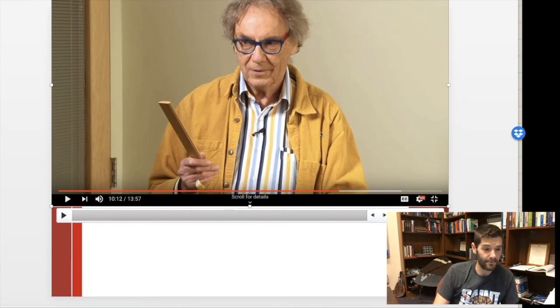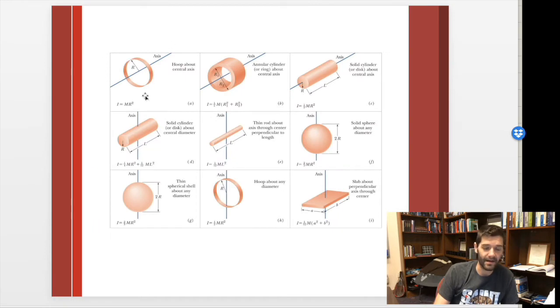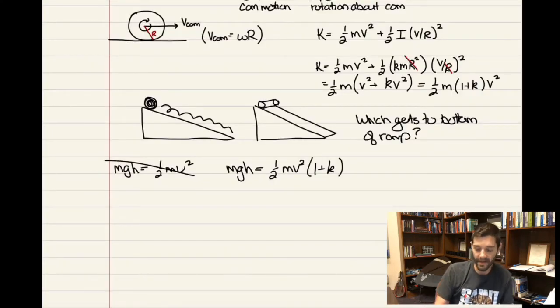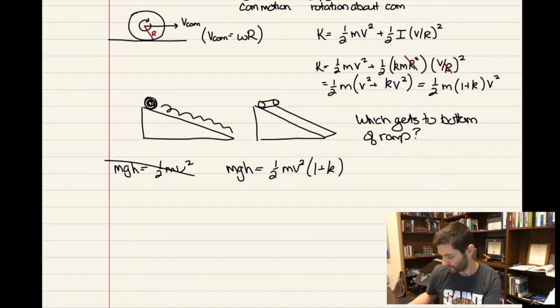And why is that, Walter Lewin? Because the hollow one has a higher rotational inertia. More of that potential energy gets turned into rotation, which leaves less of it to become actual translational motion. Versus with a solid cylinder, there's less energy that has to go into rotation, and as a result, more of it is left for translational motion. The hollow one always loses.